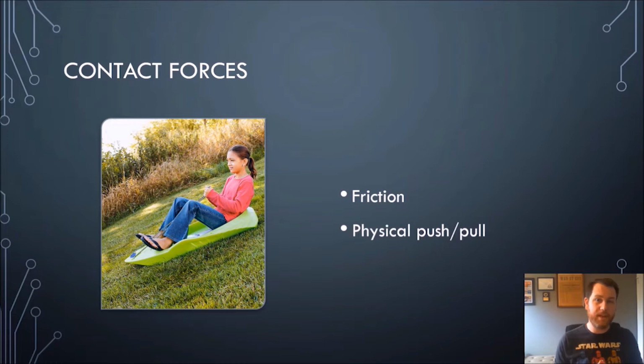So what are some different kinds of forces? Well, some forces require contact. And that's just a fancy term for touch. Some forces are a result of objects touching. One of those examples would be friction. Friction occurs anytime two surfaces or two objects rub together.